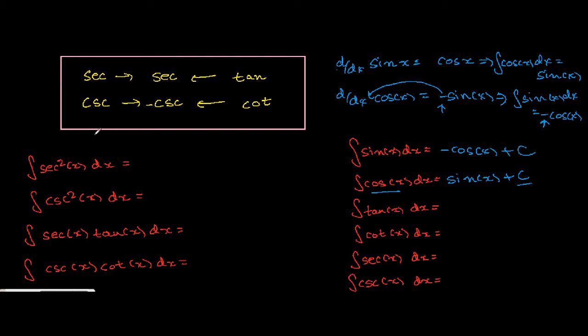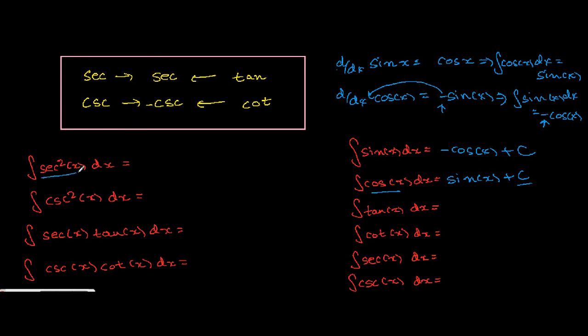Alright, so the integrals on the left side are, I mean the functions on the left are double functions. So there are two functions. So secant squared, it's secant times secant, tangent, cosecant times cotangent, and so on. And the integrals on the right are single trig functions. So let's start with the double.